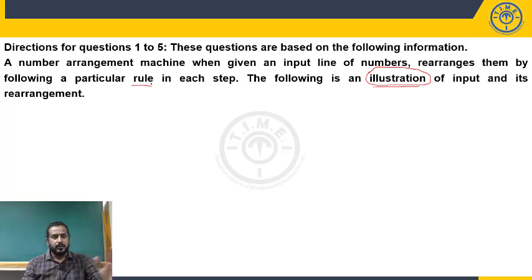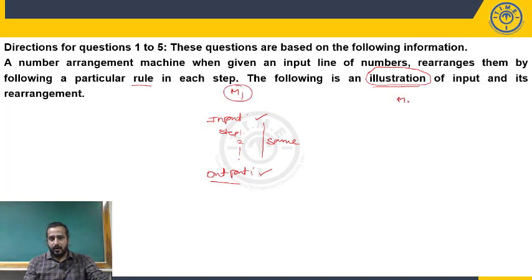Clear? Now, you will be given 2 models. One is input, you will be given an input and you will be given certain number of steps, step 1, step 2 and so on, and you will be given an output. So, the elements that are present in the input and the elements that are present in the output are same. This is model 1. And the model 2 is quite opposite to this. The elements that are present in the input and the elements that are present in the output are different.